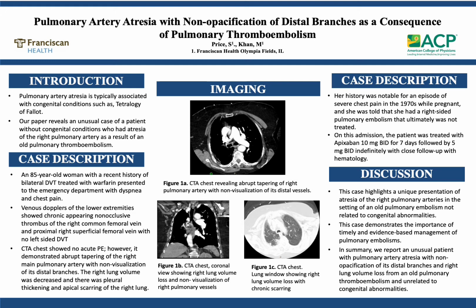And figure 1C is a lung window of the CTA chest, showing that the right lung volume is diminished in size, with chronic scarring and pleural thickening. So upon further evaluation, the patient stated that she had an old pulmonary embolism diagnosed in the 1970s. She was pregnant and was therefore not treated with any invasive measures. She was also not anticoagulated. However, she was given a course of antibiotics.